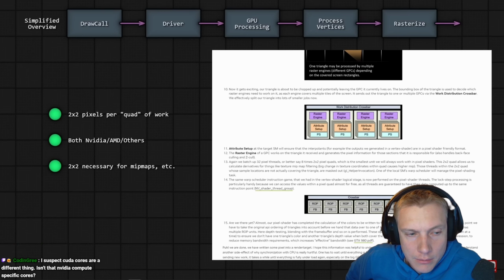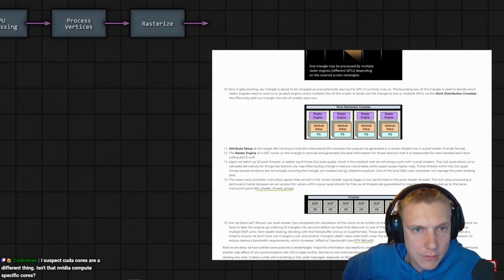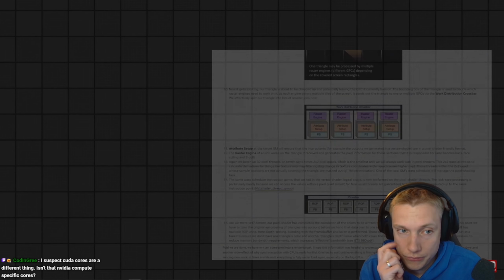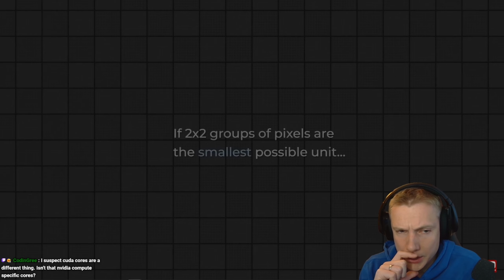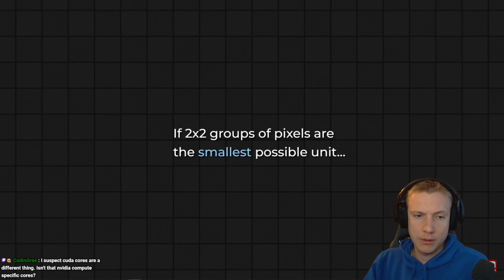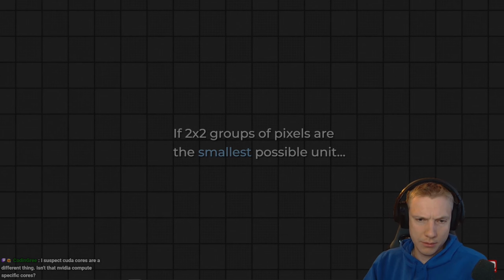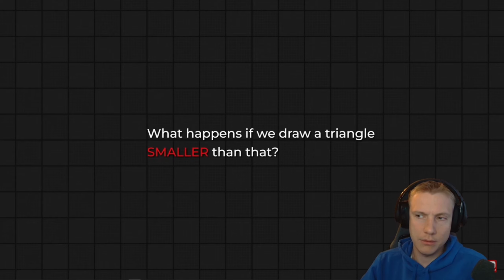At this point, there's a bit more work to do, depth testing, blending, various other operations before finally getting output, but that's how pixels are born. One obvious question that falls out of this is, if 2x2 quads of pixels are the smallest possible unit the GPU works with, what happens if I draw a triangle smaller than that?